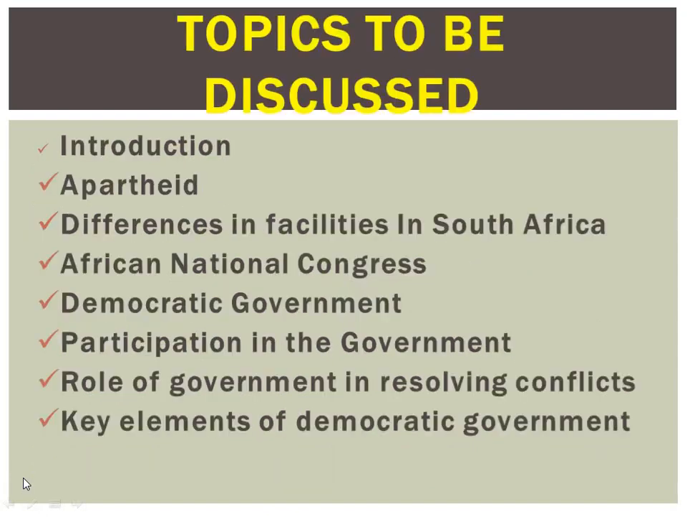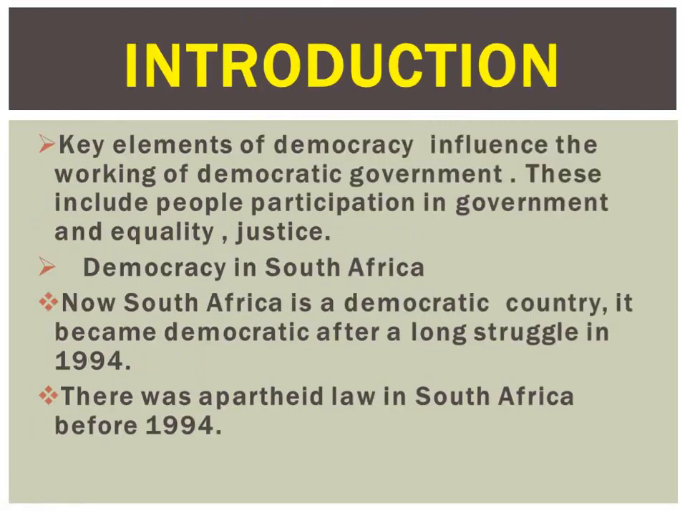So let's see the topics. Introduction of the chapter, apartheid, differences in facilities in South Africa, African National Congress, democratic government, participation in the government, role of government in resolving conflicts, key elements of democratic government. As we have covered all these topics in lecture number 1 and 2, today we will recapitulate them one by one. So let's move ahead.